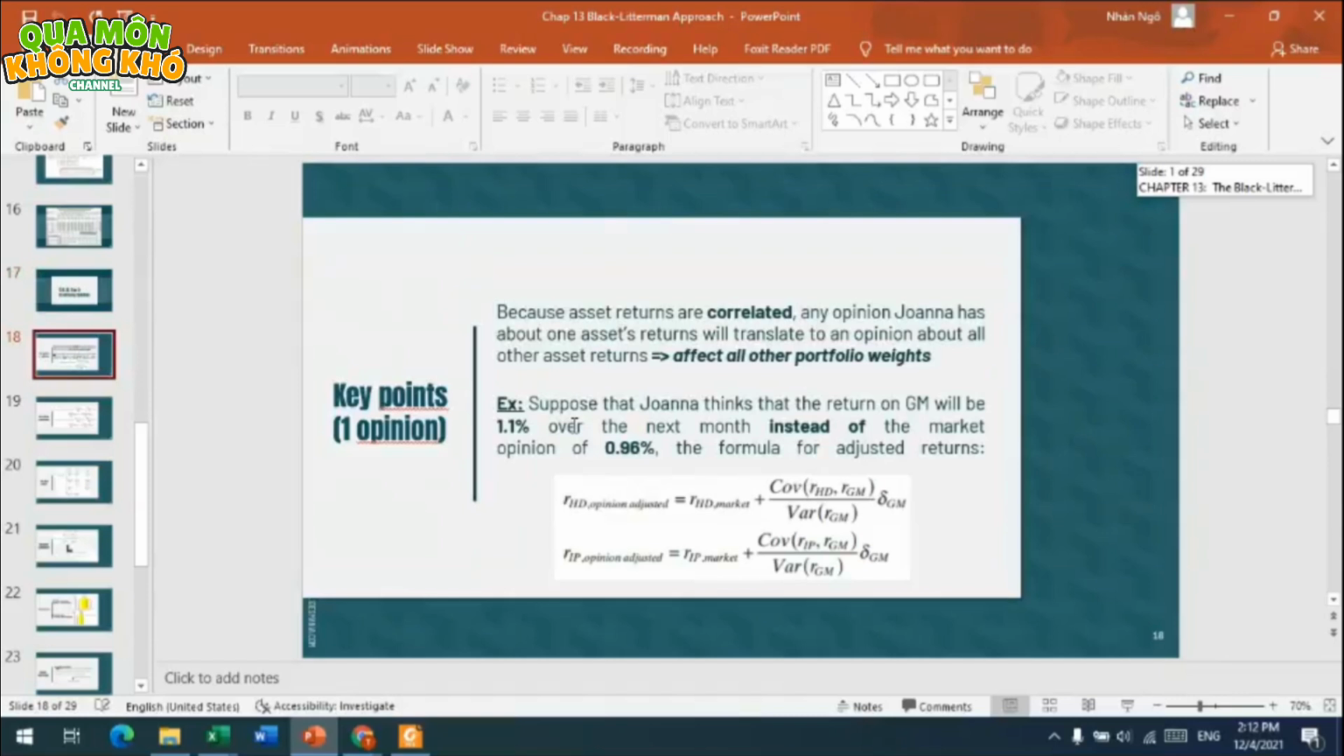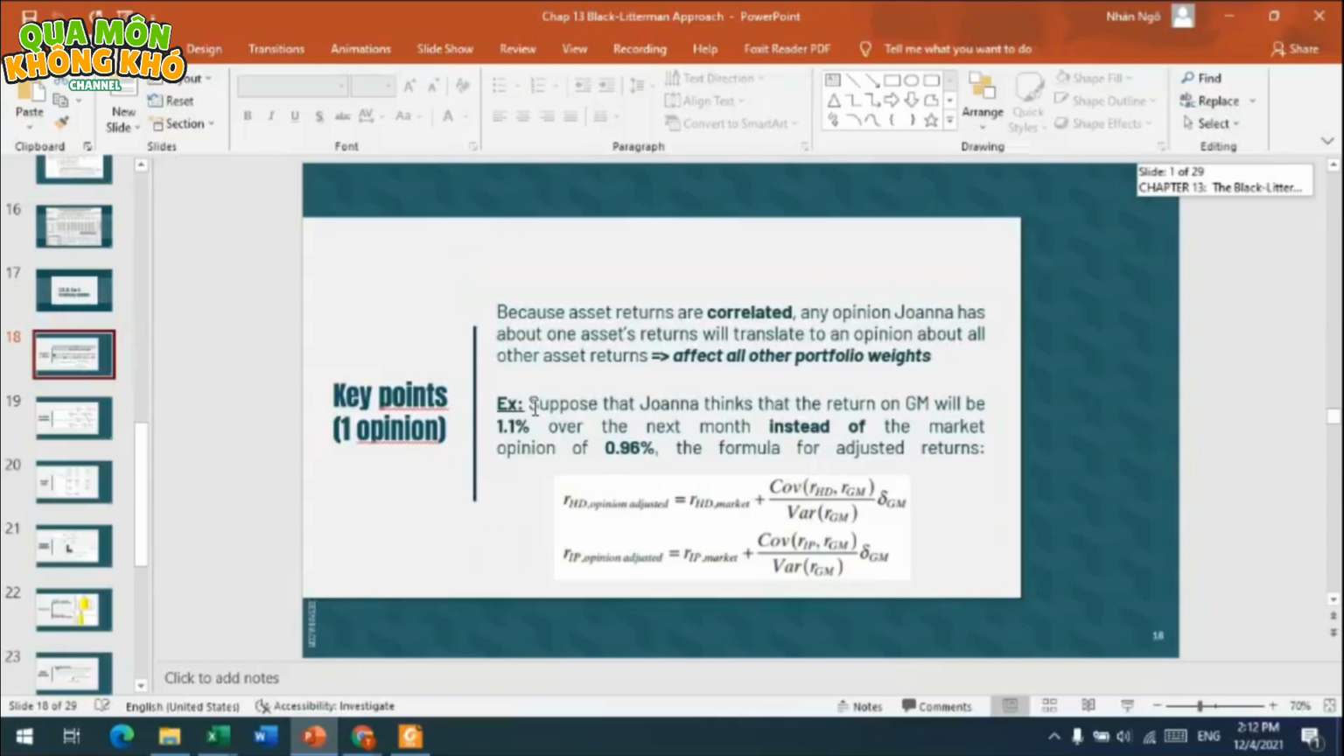So there are two cases of opinion. The first one, we have one opinion on one stock, and the second is we have multiple opinions on multiple stocks. So first we will look at some key points with the first case, one opinion.